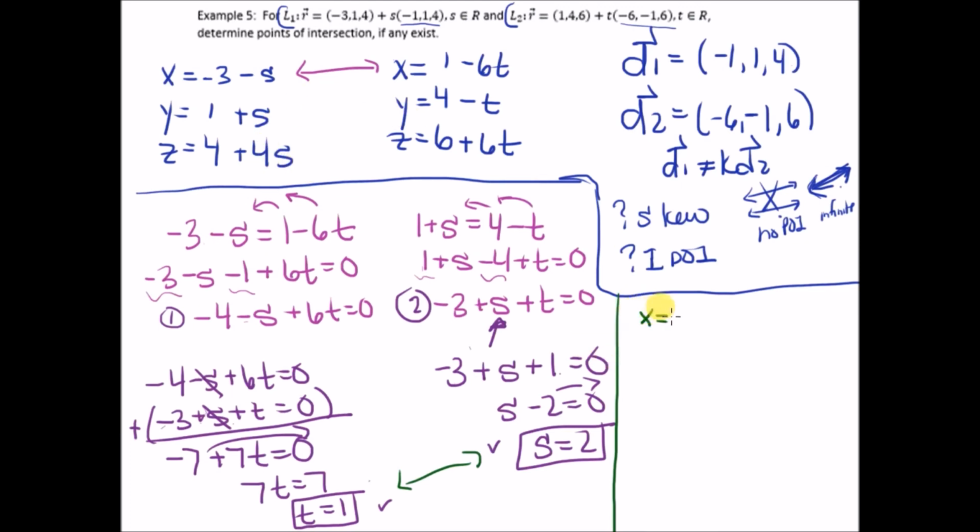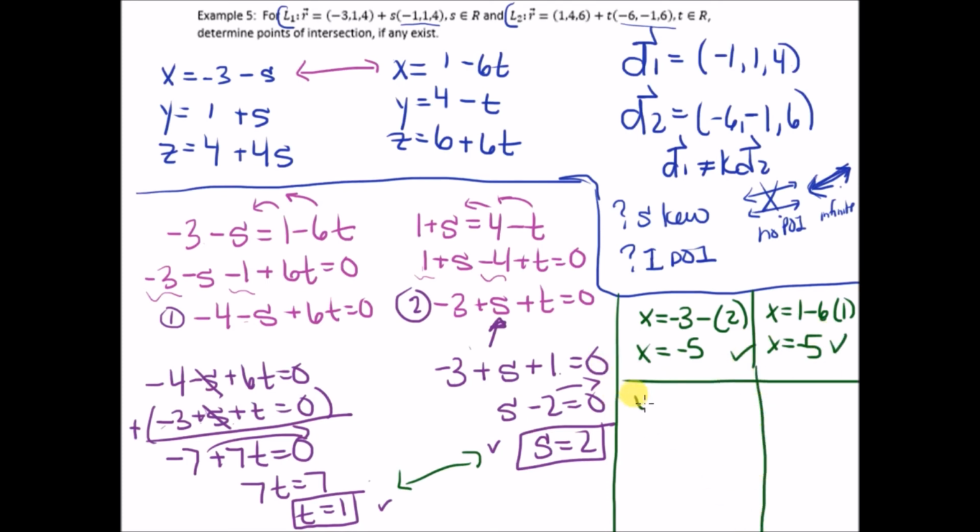So x equals negative 3 minus 2. So x equals negative 5. And then we have x equals 1 minus 6t. So 1 minus 6 is negative 5. So x equals negative 5, we get the same thing. Now let's see what we get for the y's. Y equals 1 plus s, which is 3. Then we have y equals 4 minus t, which is also 3. Okay, so that one works as well.